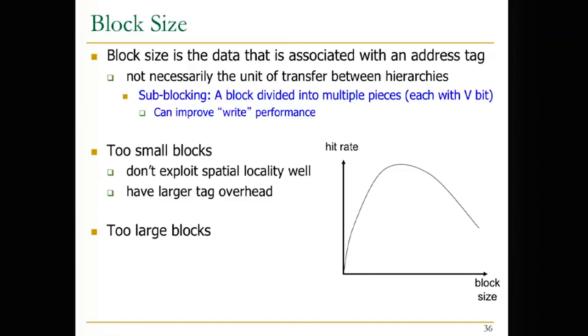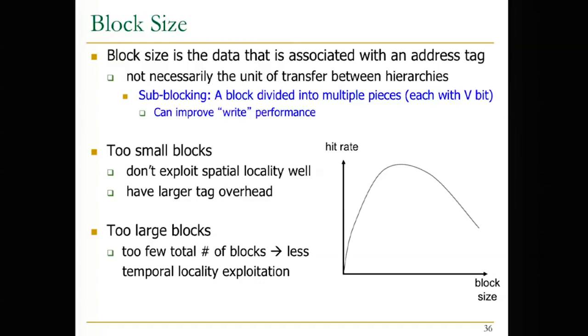If your block size is small, you need to have a bigger tag to address it. If you have two large blocks, now you have a much smaller number of blocks in the cache. And you're not exploiting temporal locality well. Maybe you're exploiting spatial locality really, really well in those blocks, but not the temporal locality well across the many blocks that you may need.